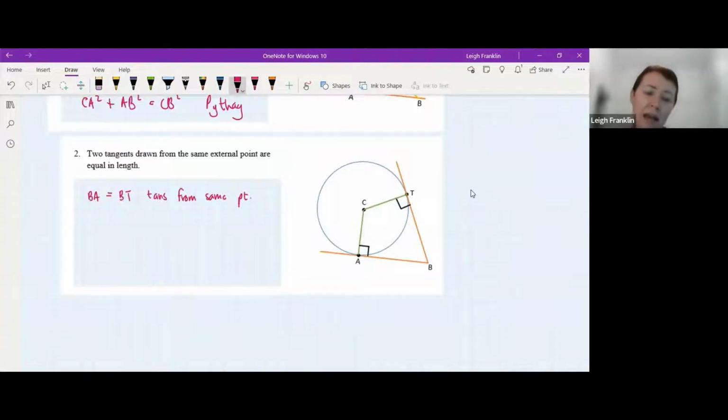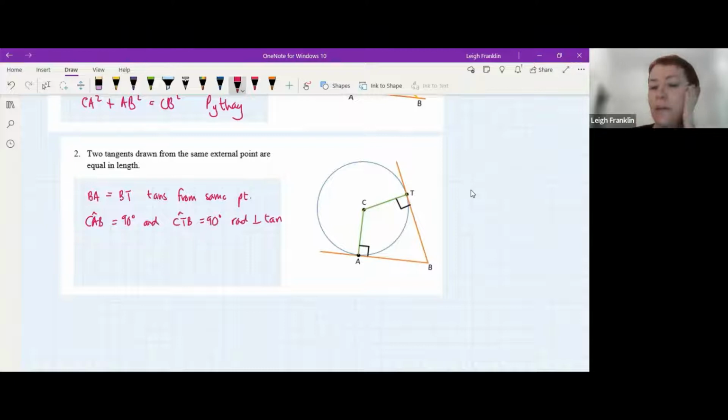Again, the radius is perpendicular to the tangent. So that means that CAB equals 90, and it means that CTB equals 90. Radius perpendicular to tangent. But something else emerges. In fact, another two things emerge from this diagram. Can anybody tell me what kind of quadrilateral BACT is?